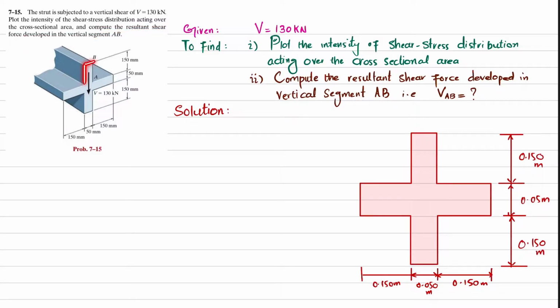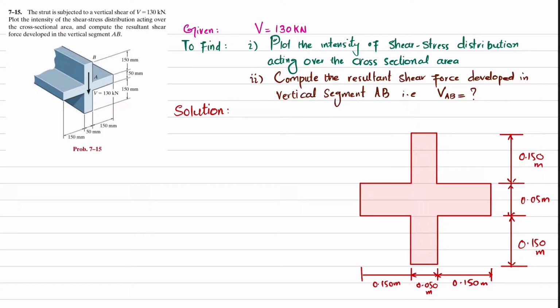You can see this is the cross-section of this strut that is exerted upon by a vertical shear of 130 kilonewton. So you have to find the intensity of shear stress distribution acting over the cross section, and then you have to find the resultant shear developed in this portion. Clear? So let's start with the solution.